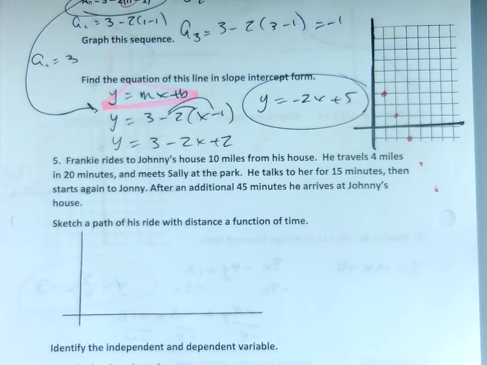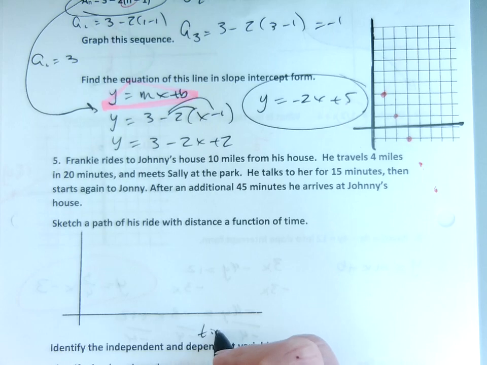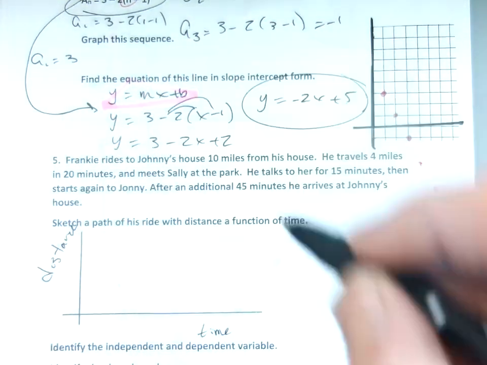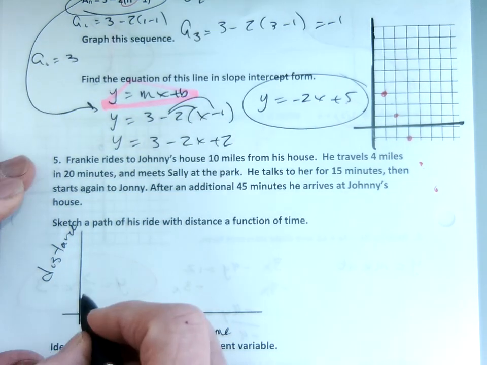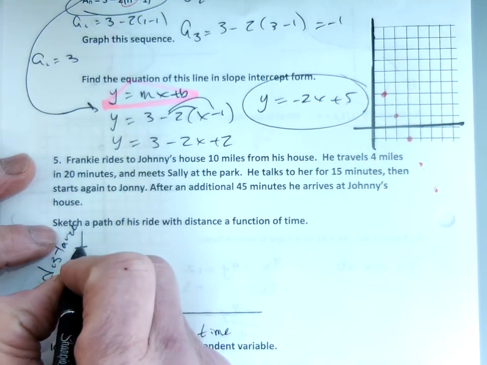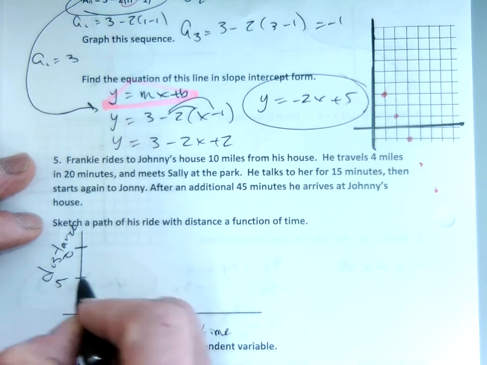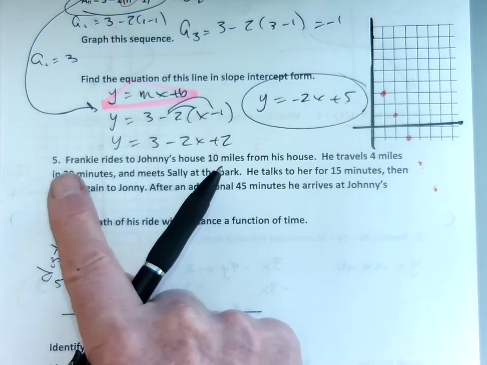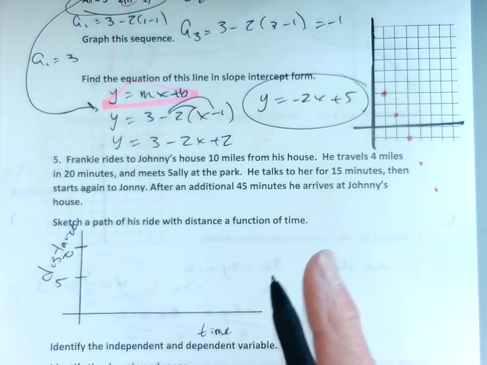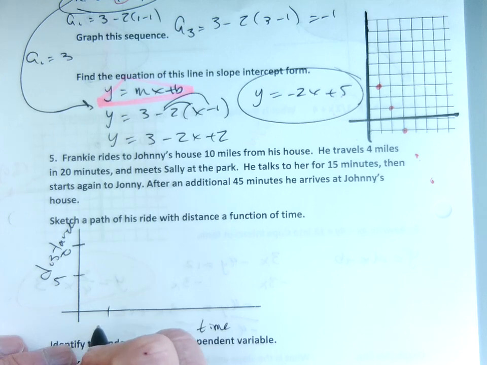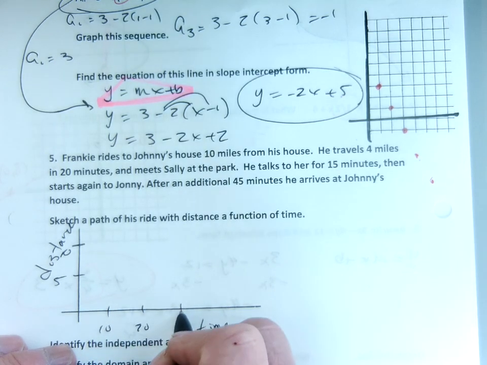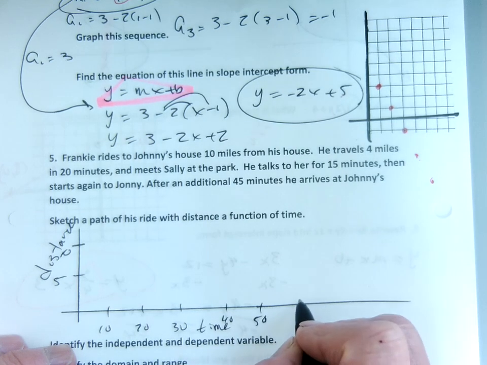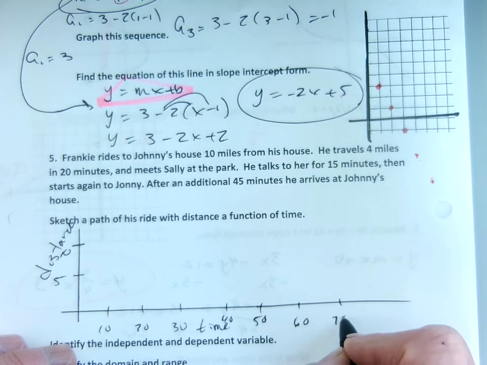Okay, so let's see what we have. We have time, and we have distance. All right? Now, he's going to be 10 miles away. So let's go here. Got to have 10 up here for sure. Time, it seems like it's in terms of minutes. We go 20 minutes, 15 minutes. So let's go maybe 10 minutes, 20, 30, 40, 50, 60 minutes, 70 minutes. Okay, so forth and so on.